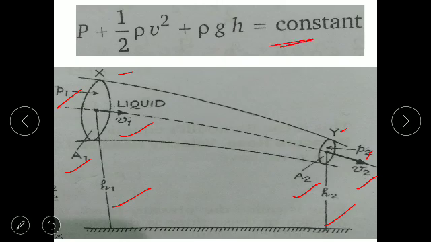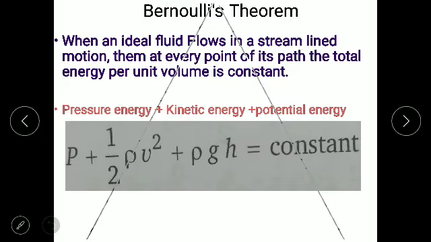It will remain the same at each and every point, but if you consider one energy at one point, for example take kinetic energy, kinetic energy at x will be different than kinetic energy at y. Now why is that so? Why is kinetic energy different?